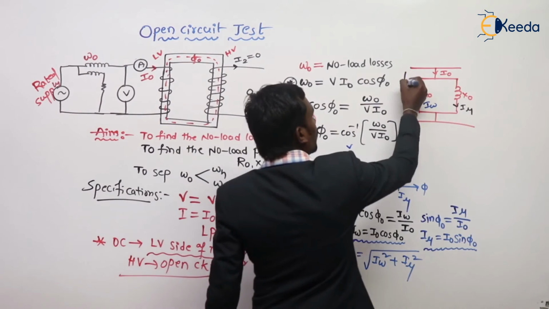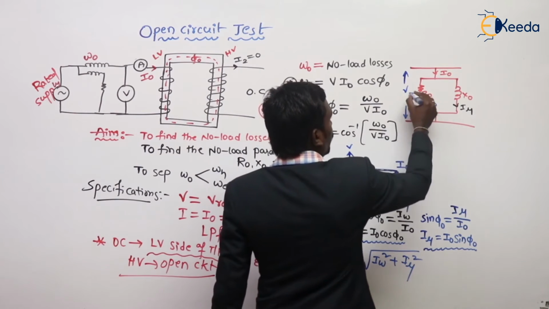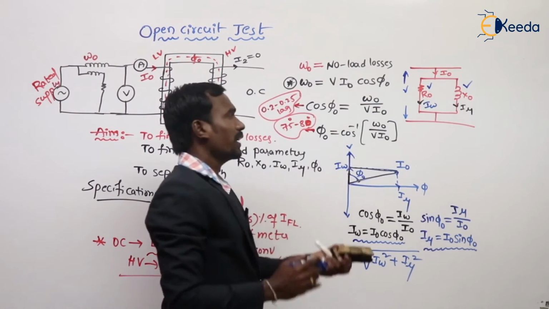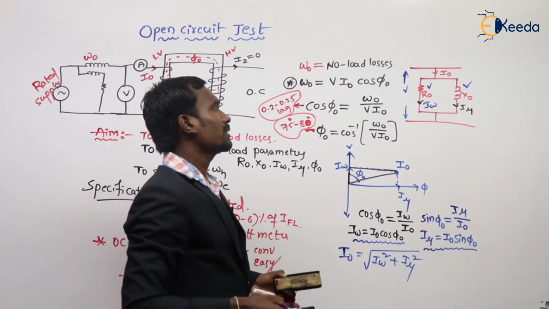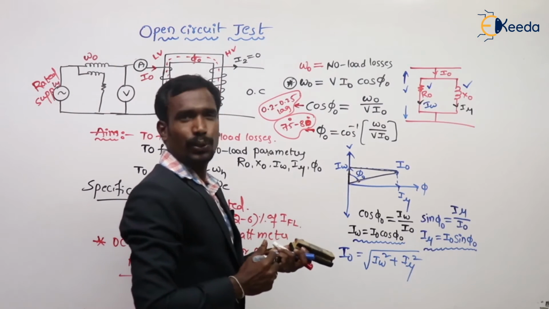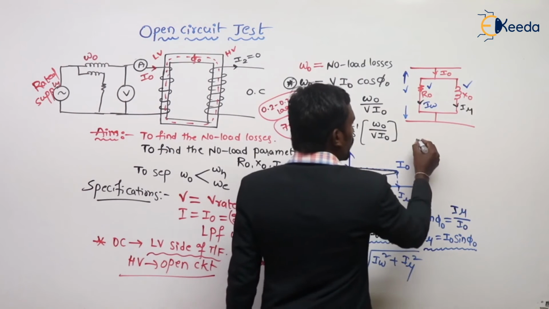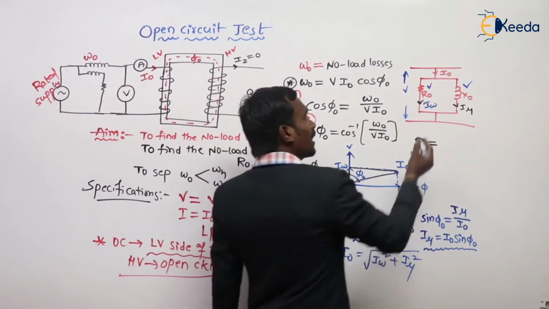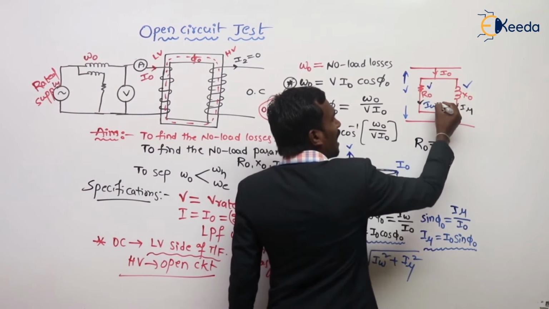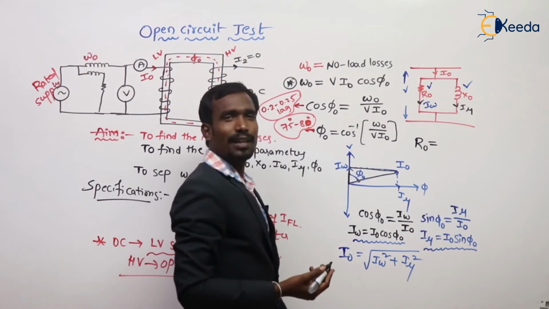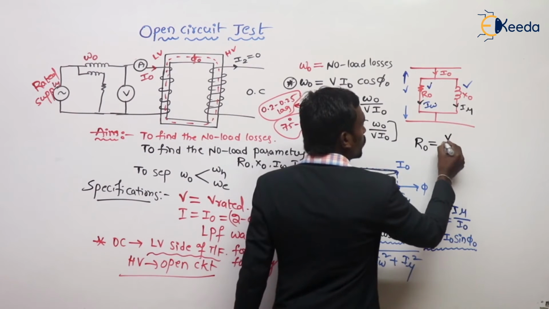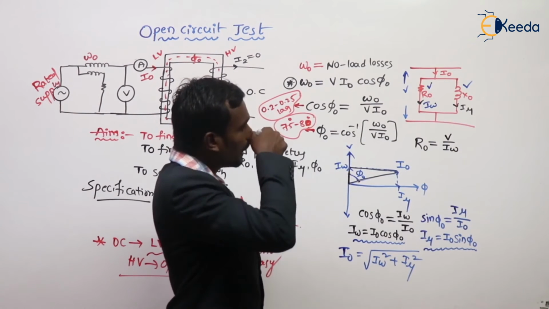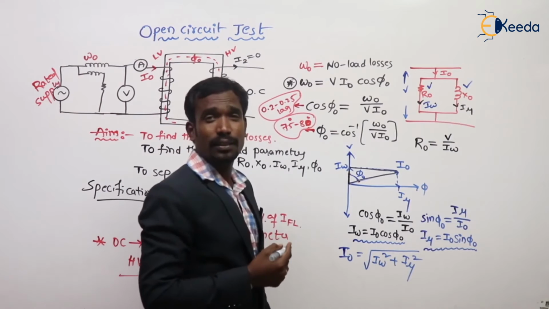Now, here the supply voltage is V. Of course, these are all in parallel. Here also voltage V, here also voltage V. Now tell me, what is R naught from the circuit? From the circuit, we know the rated voltage and we know the I_W, I naught cos phi naught. So R naught is equal to V upon I_W.